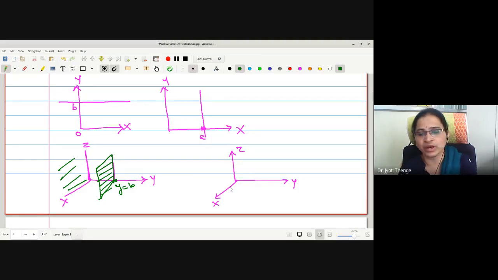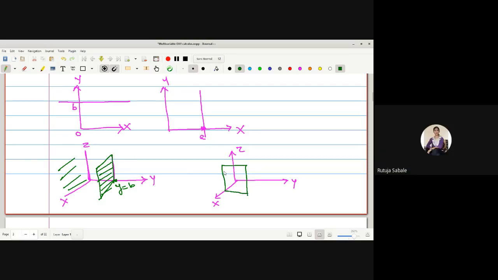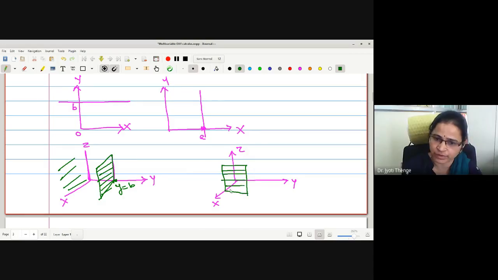Now, if I want to draw it for x equal to a, this plane will be perpendicular to x and parallel to the YZ plane. YZ plane. Very good. And this point is a. So this is the plane y equal to b. This is the plane x equal to a. Similarly, one can find out the plane z equal to c. What will be the plane z equal to c?